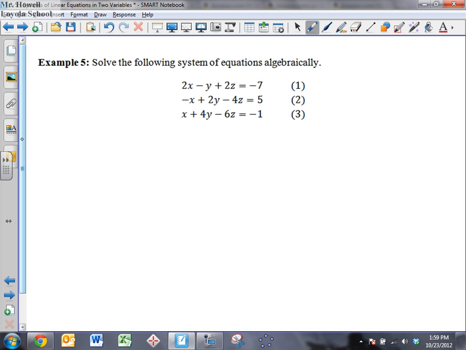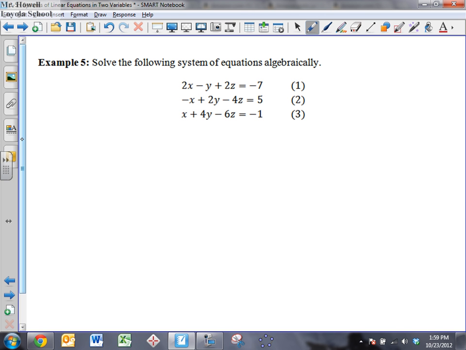Does anybody know the method to solve this? Has anyone ever seen this before? Jules, you saw it once? Yeah, I had to do it last week. Do you remember what to do? I had to do the first one and the second one and something had to cancel out, and then the second one and third one something had to cancel out. It was so tedious. Yes, that's exactly right.